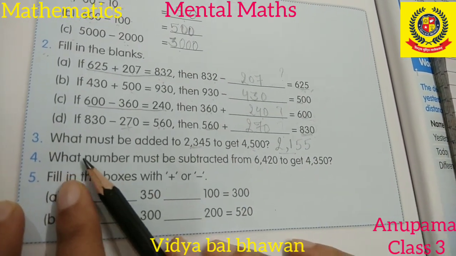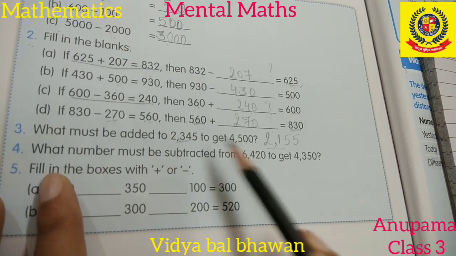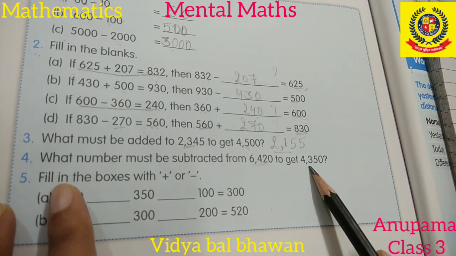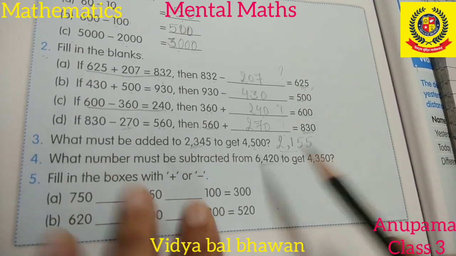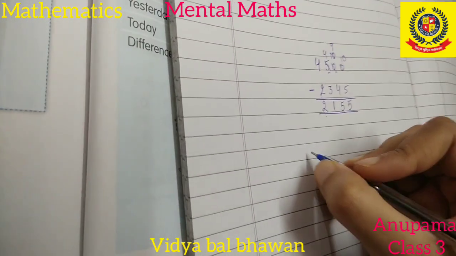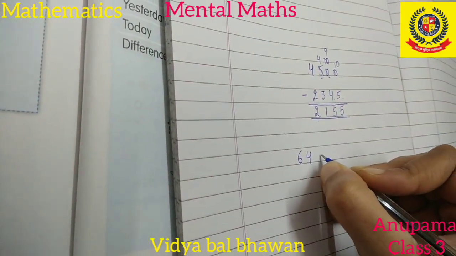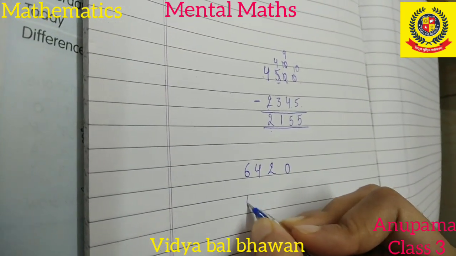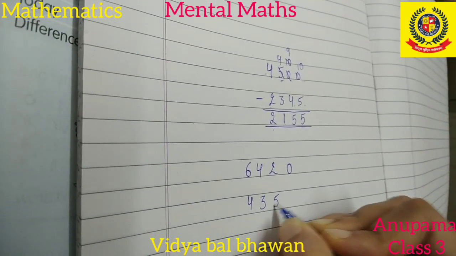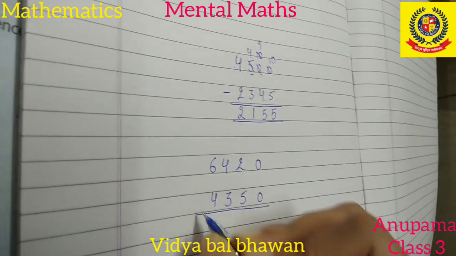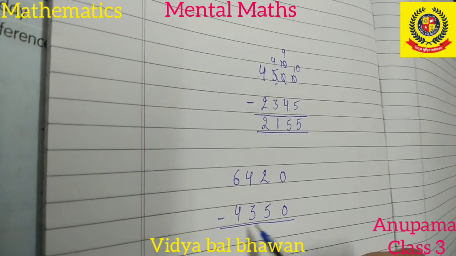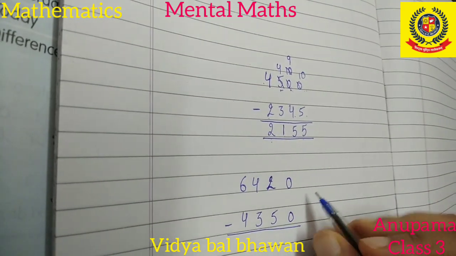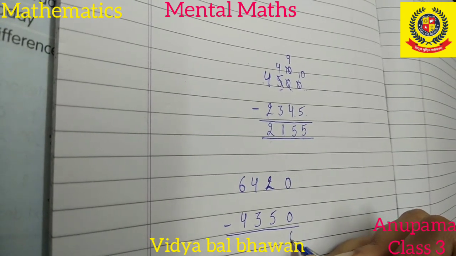Now next question is, what number must be subtracted from 6420 to get 4350? For answer, again we have to do subtraction. Okay, so 6420, 4350. So we have to subtract 4350 from 6420. Okay, so 0 minus 0, we all know that 0.